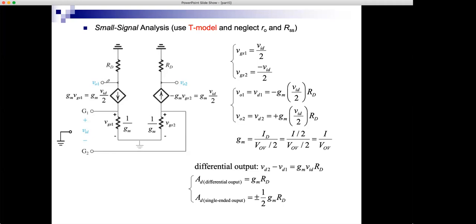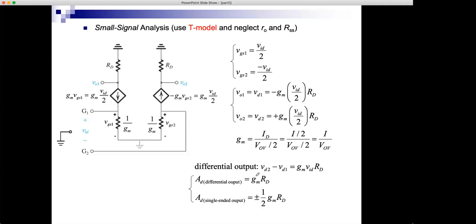And what's even better is if you take the output differentially. So you take VO2 minus VO1. And in this case, you get double the gain because this is going opposite to this. So when you take the difference, you get half GM RD minus minus 1/2 GM RD, and therefore you get double the gain, and it's equal to GM RD.